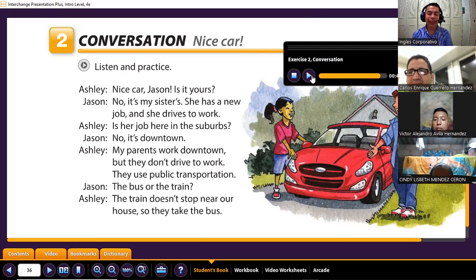Nice participation, right? And then, listen, it says stop. Remember that here we don't have an E. We have only an S, so we don't say stop, right? But we say stop, right? With elegance. Stop.